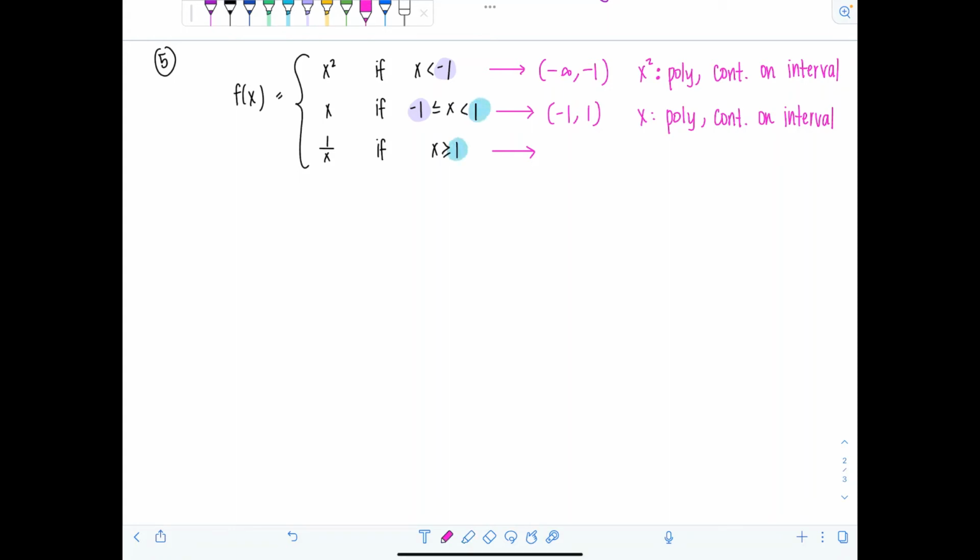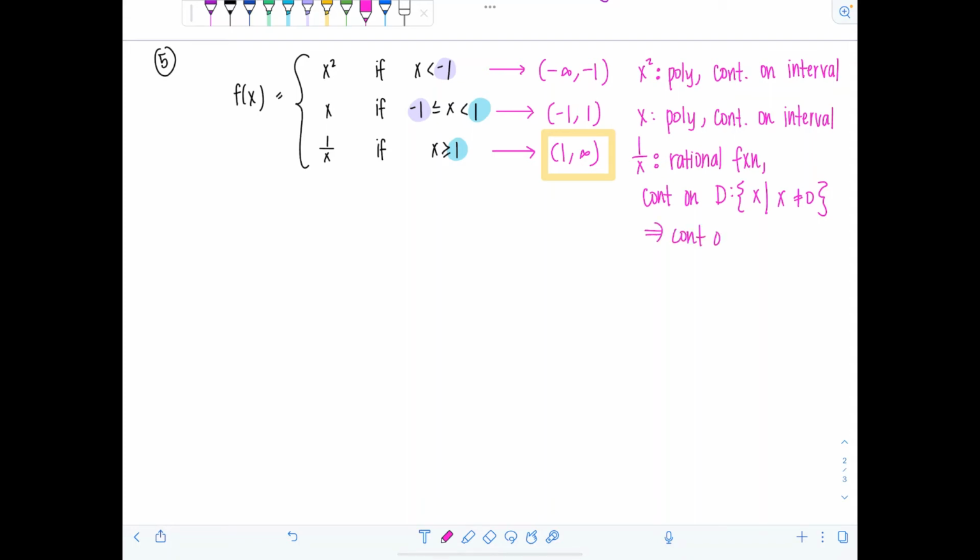So just speaking about the open interval from 1 to infinity, f of x is defined to be 1 over x. That's a rational function. It's continuous on its domain. Can you tell what its domain is? 1 over x. As long as x isn't 0, we're good to go. But look at the interval, 1 to infinity. That does not include 0. So we are golden. That means 1 over x is continuous, yes, on 1 to infinity. So therefore it's continuous on the interval.